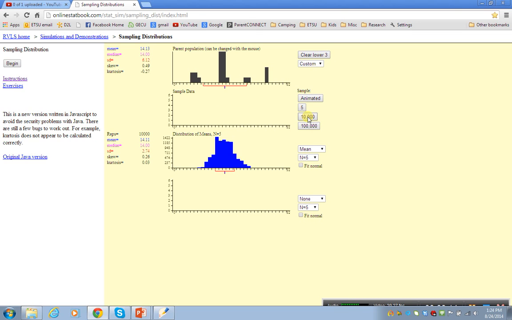So if I take 10,000 samples, well, it's kind of looking like a normal. Here I can do fit normal. Let's do this 100,000 times. Let's clear this lower one. 100,000 times. Fit my normal. Well, let's suppose I do a sample size now of 10, and I do this 10,000 times. Well, that's looking a little closer to the normal, right?